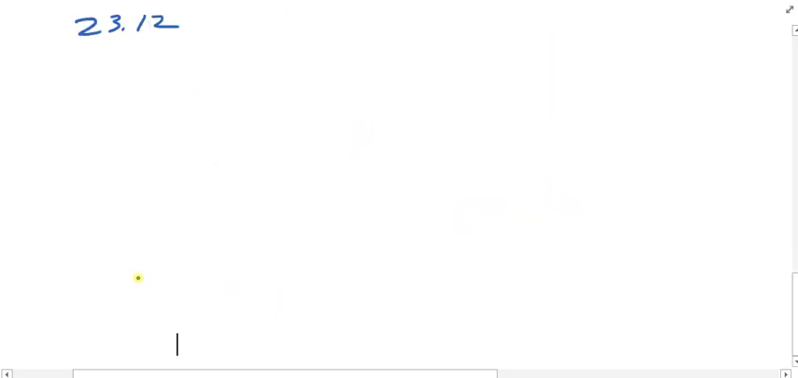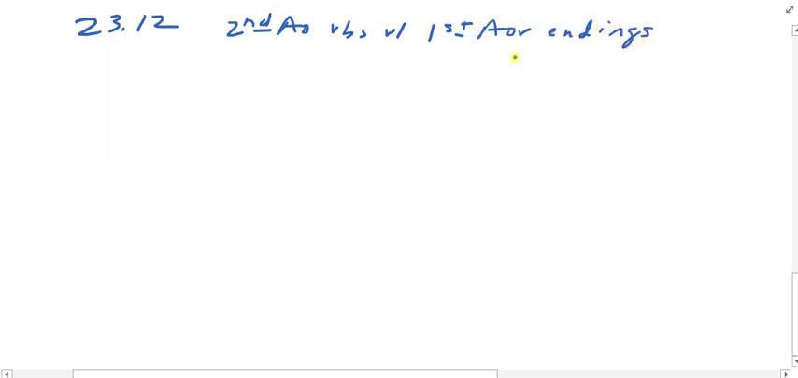Let's look at 23.12 here. In this section, Mounce talks a little bit about verbs that are typically second aorist but will have first aorist sorts of endings. So second aorist verbs with first aorist kinds of endings. What basically we're seeing here is a situation where the Hellenistic or Koine Greek language is in transition. Things are shifting, and so we're going to see what look like mixed forms. All right?